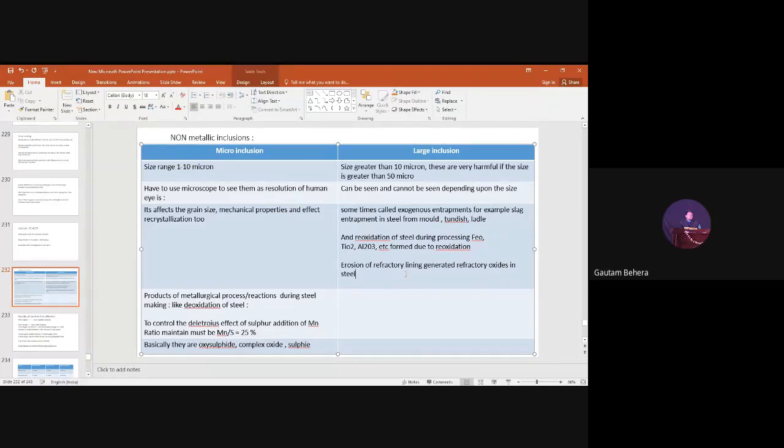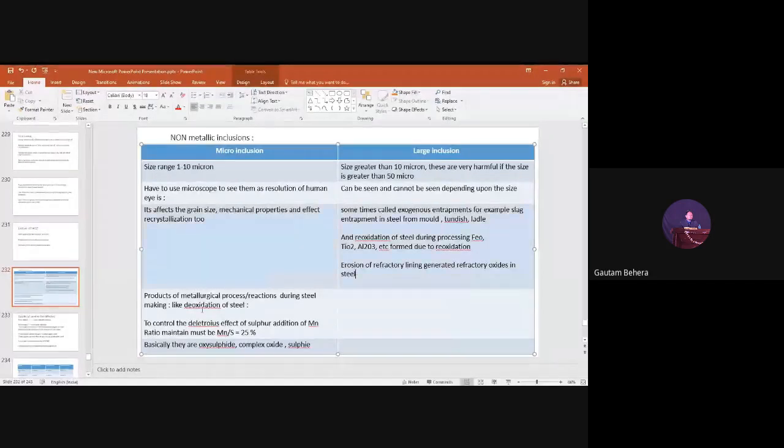So during processing of the steel, if the refractory lining gets eroded from any part of the system, like from the tundish, then it will give rise to these inclusions. Fine.